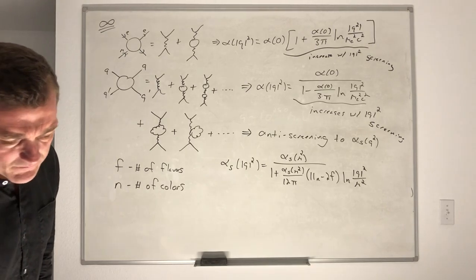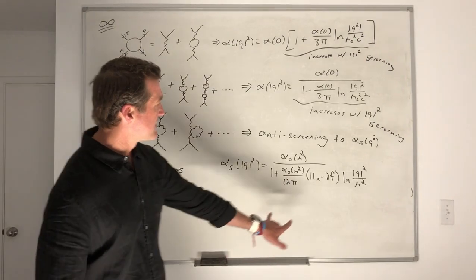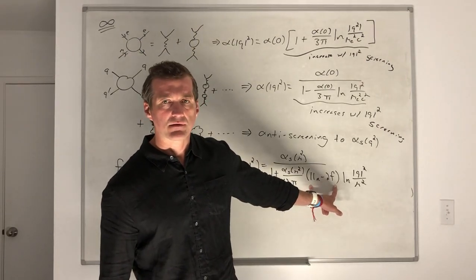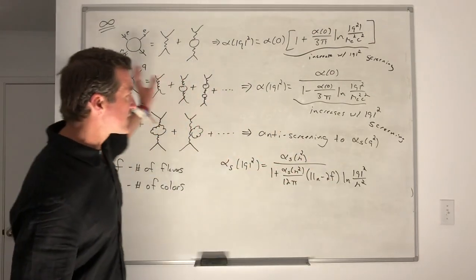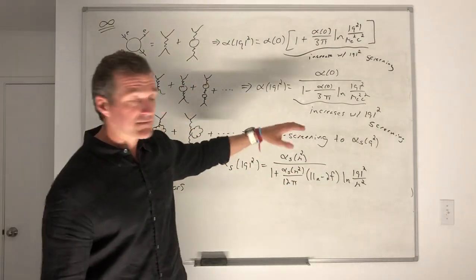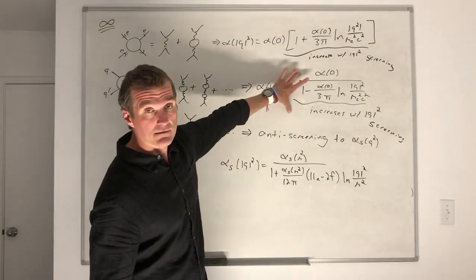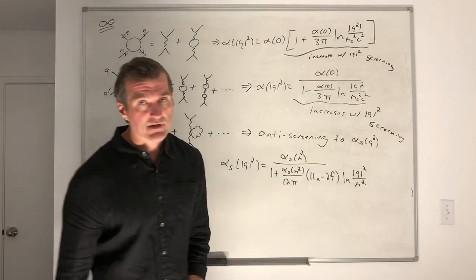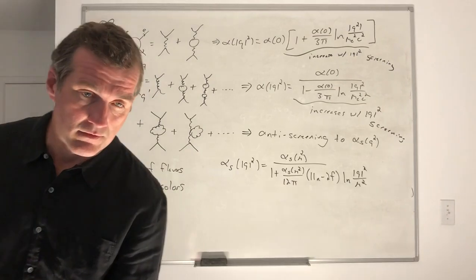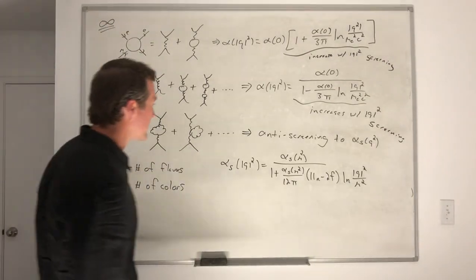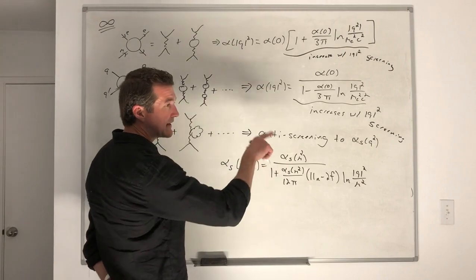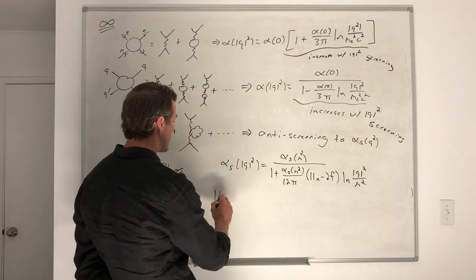All right. Does anybody notice that factor right there? 11n minus 2f. This is the result of evaluating all these diagrams, and they're actually all evaluated to infinity. But in this final expression, you have a factor of 11n minus 2f. What can you tell me about the screening versus anti-screening?